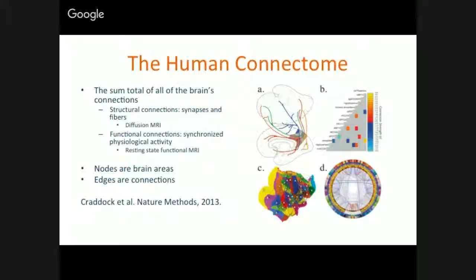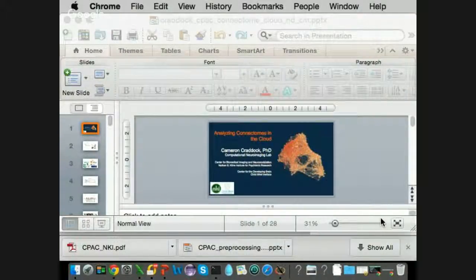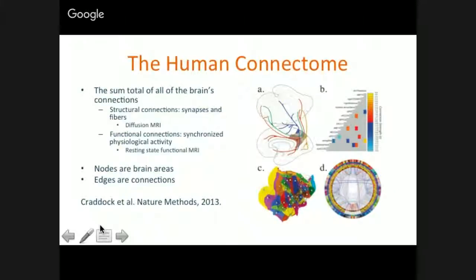But our primary focus in my research and the research of my colleagues is with functional connectivity derived from resting state fMRI. So we tend to focus mostly on functional connections in the brain.